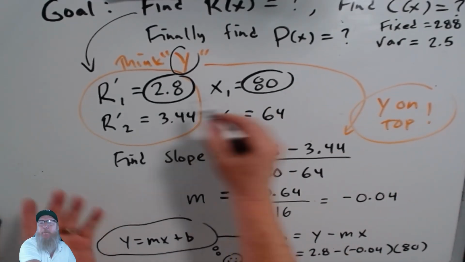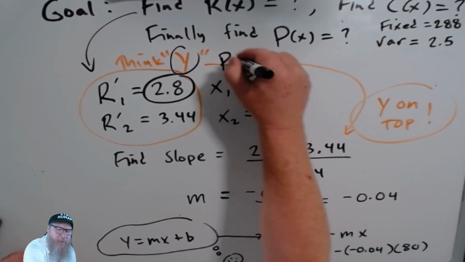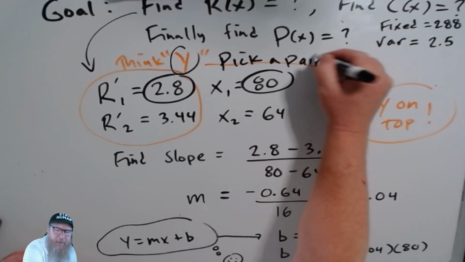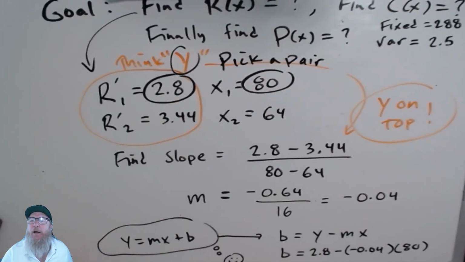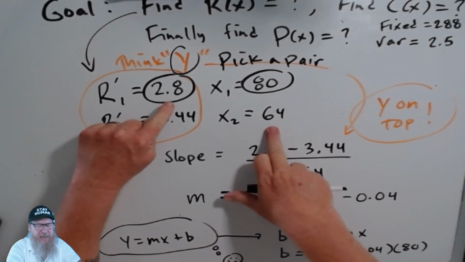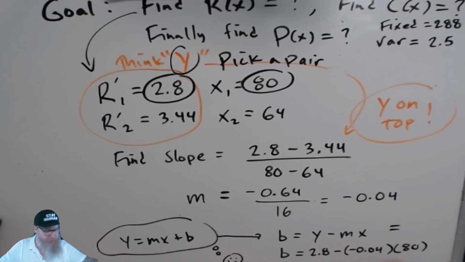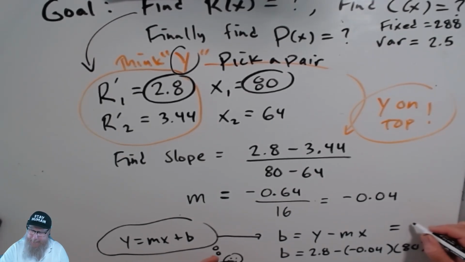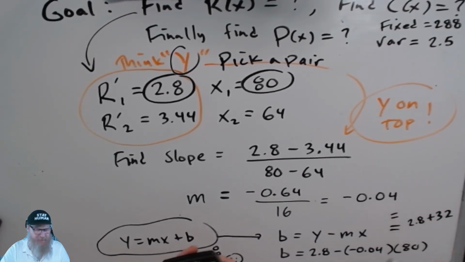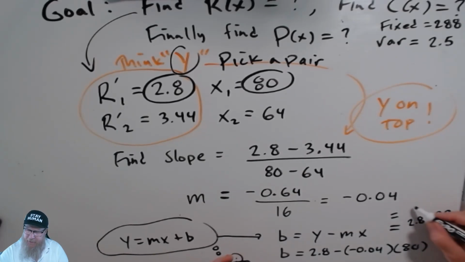And it doesn't matter which pair you pick. So pick a pair. Make sure you pick the corresponding pair, though. So you wouldn't want to pick like 64 and 2.8. That wouldn't work. And then just do this on your calculators. So you've got negative times a negative is going to be a positive, times 80. So that'll be 32. 2.8 plus 32. So that'll be 34.8.